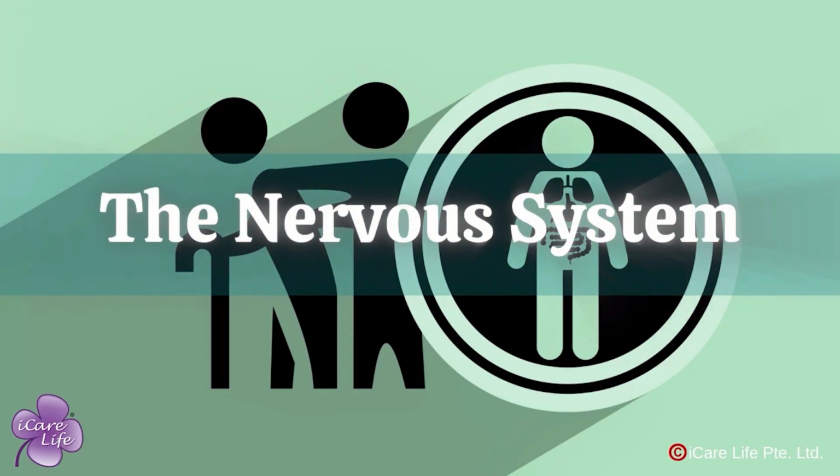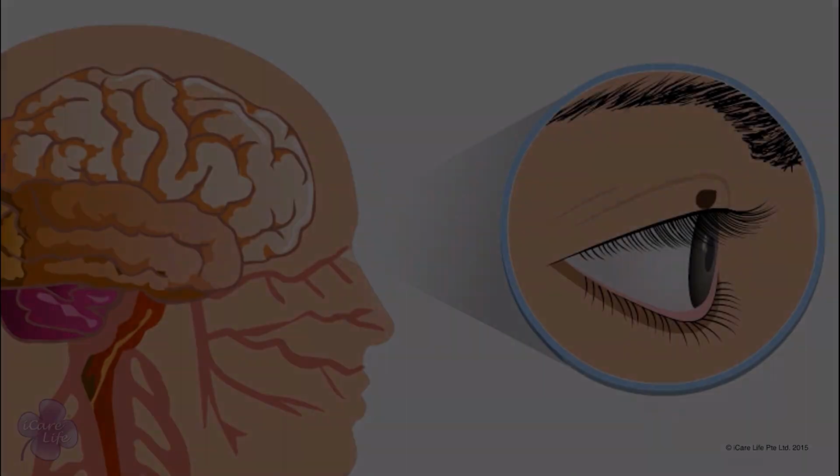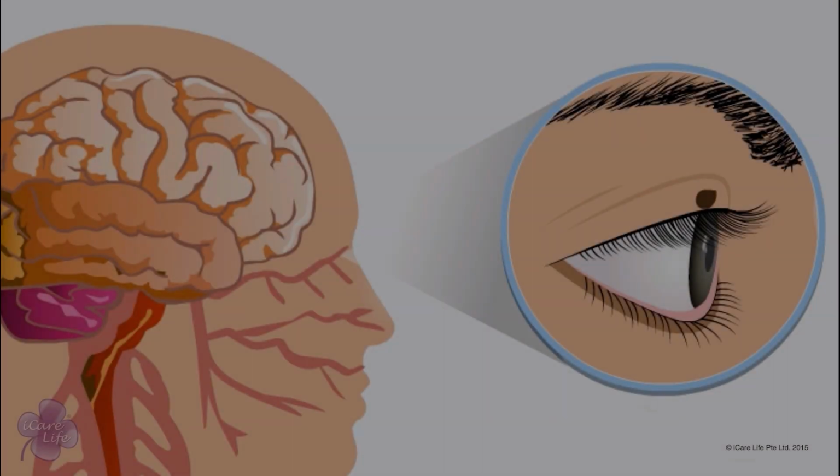The nervous system. In this module, you will learn about understanding the elder's nervous system, common neurological conditions affecting elders, recognizing symptoms and early detection, and management and support strategies for neurological health. Let us view the module.